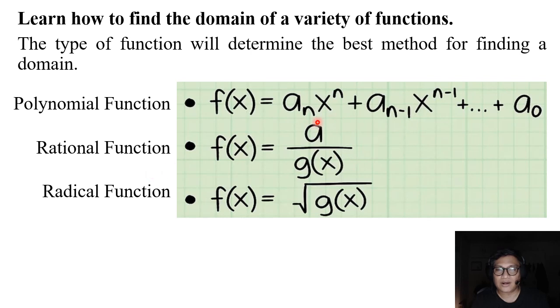This is where there are two functions, one in the numerator and the other in the denominator. And the radical function. In this case, we have the square root of a given function, or sometimes the third root, the fourth root, and so forth.